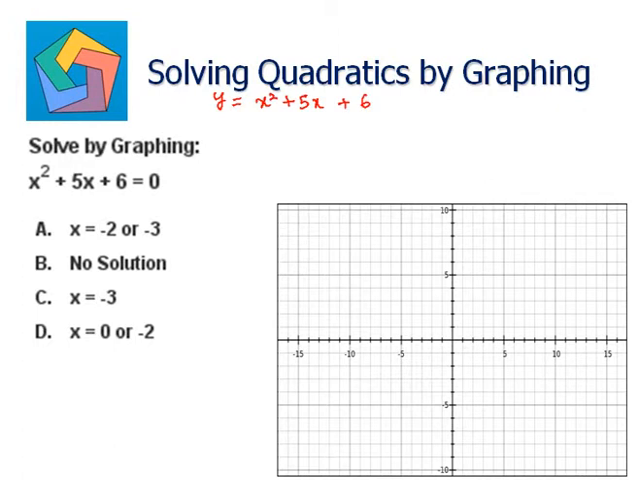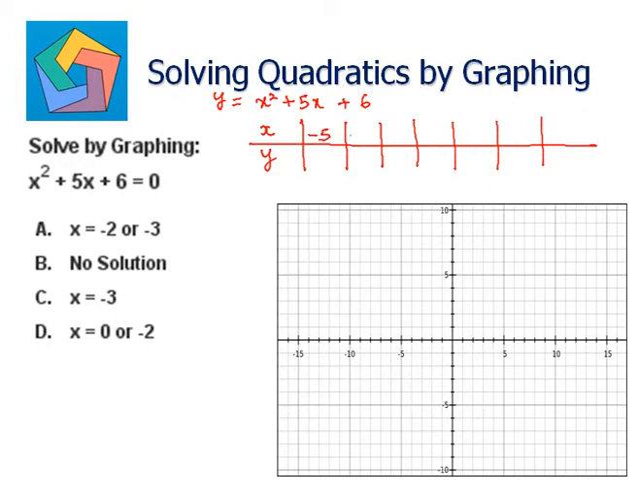I'll create a t-chart and assume the values for x. I'll assume my x values as -5, -4, -3, -5/2, -2, -1, 0. Let's find the y value at x equal to -5.